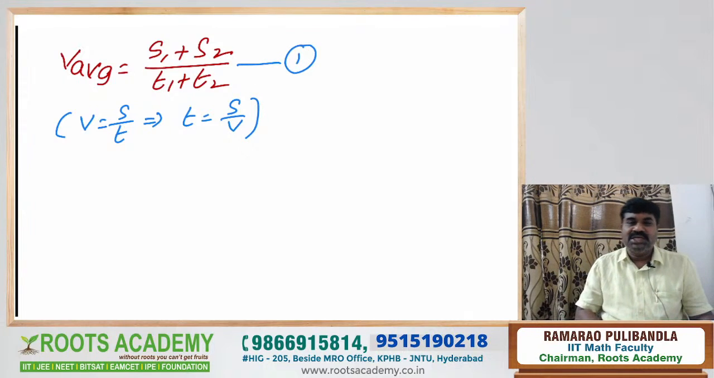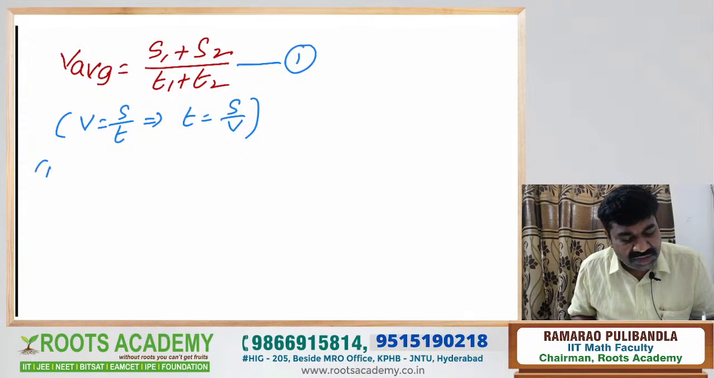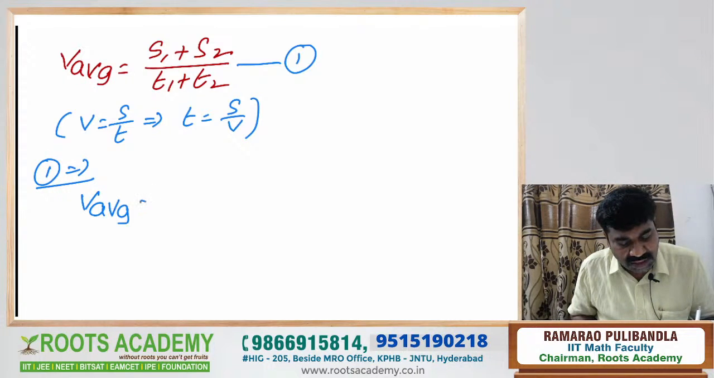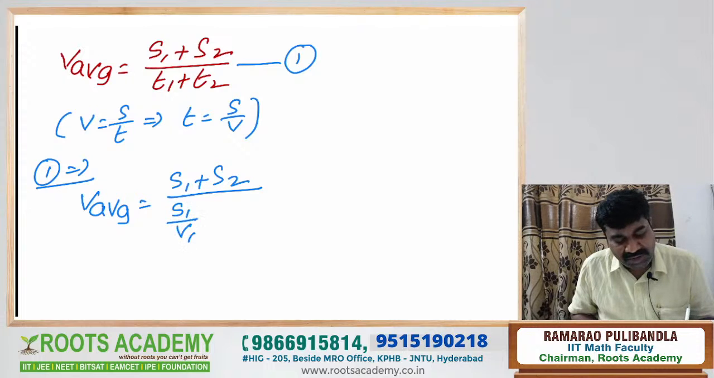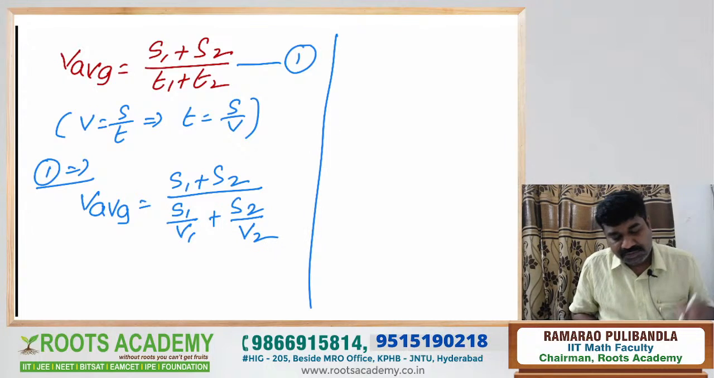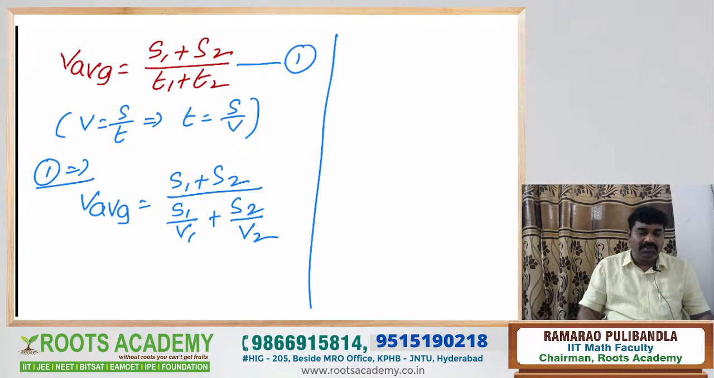We are substituting in equation number 1. Equation number 1 implies average velocity is equal to S1, total displacement, by T1. T1 is nothing but S1 by V1, plus T2 is nothing but S2 by V2. So S1 by V1 plus S2 by V2.